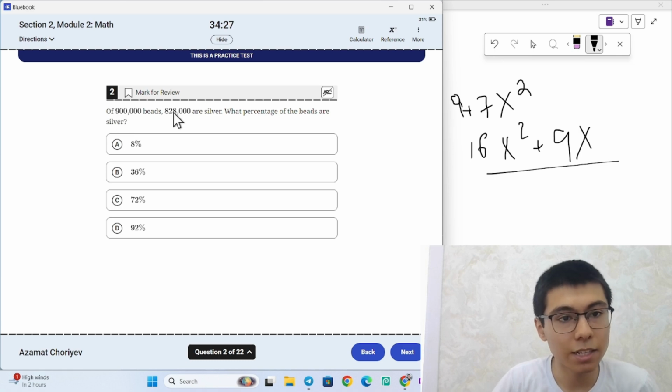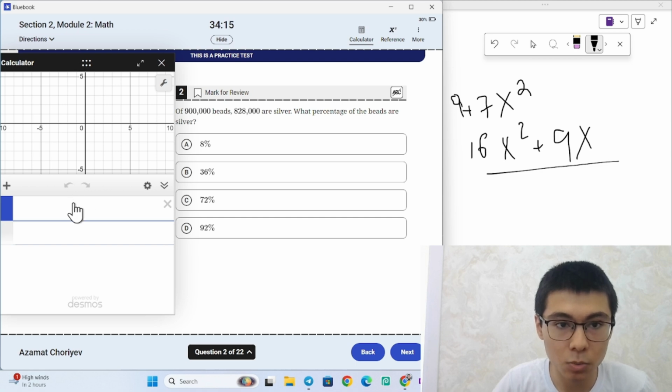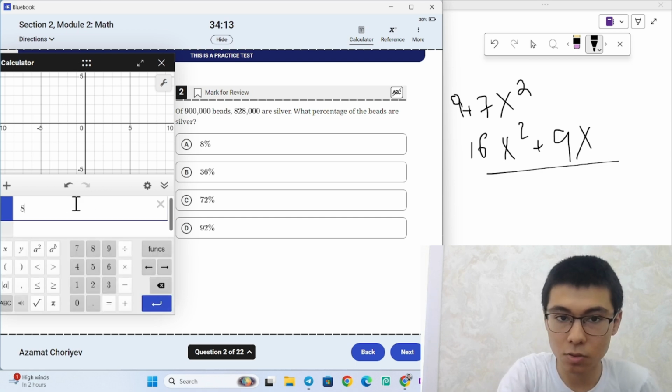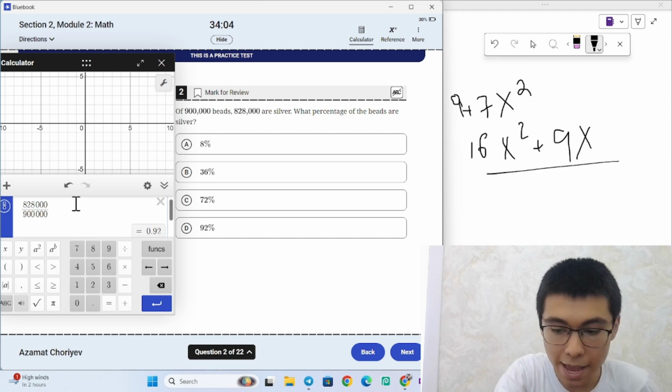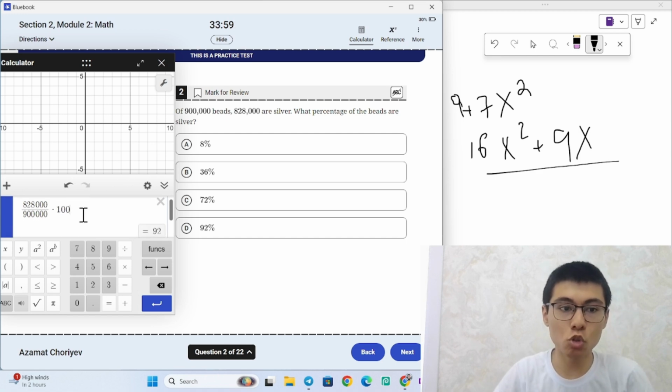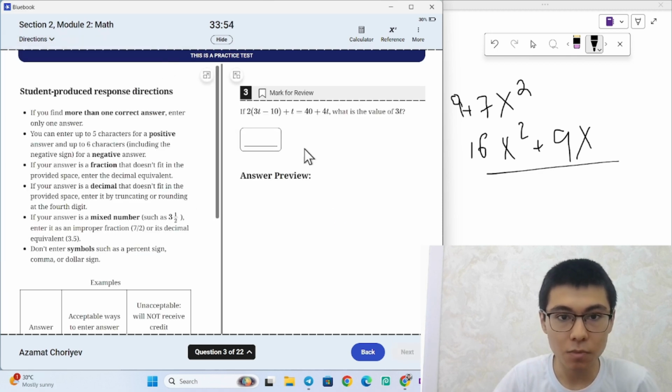Of 900,000 beads, 828,000 are silver. What percent of the beads are silver? I'm gonna use my calculator for this. What I have to do is divide 828,000 by 900,000, and I'm gonna multiply that by 100. So it's 92% of them are silver. So the correct answer is D.